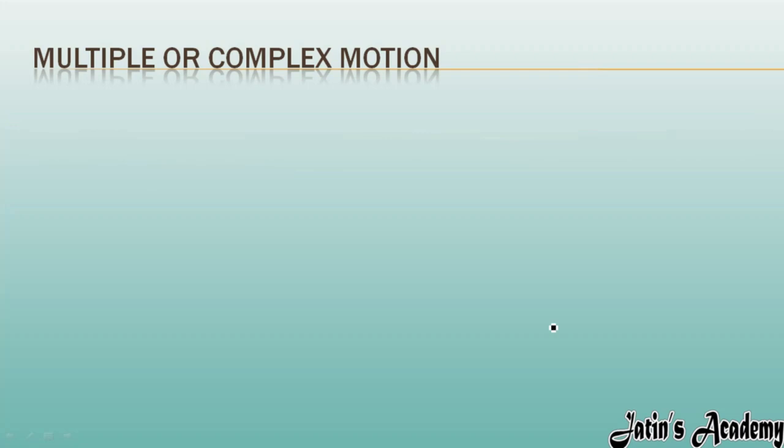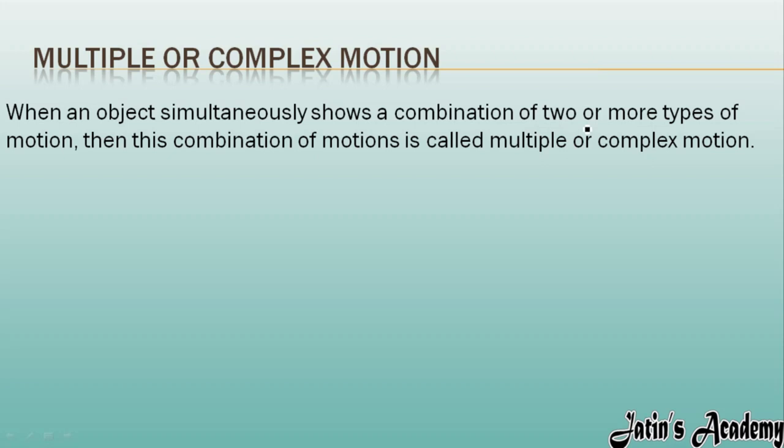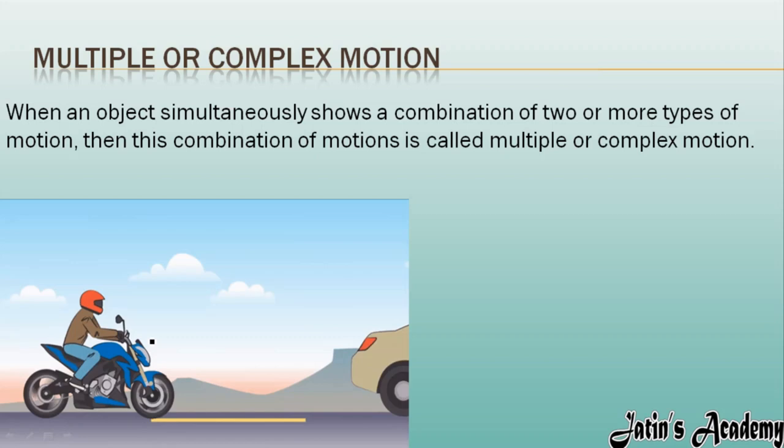Next we have multiple or complex motion. So what do you mean by multiple or complex motion? When an object simultaneously shows a combination of two or more types of motion. Means when one object is showing two or more types of motion. For example, this biker is moving in a straight line. Due to the movement in a straight line, which motion is there? Yes, it is rectilinear motion. So when the biker is moving in a straight line, rectilinear motion is there.